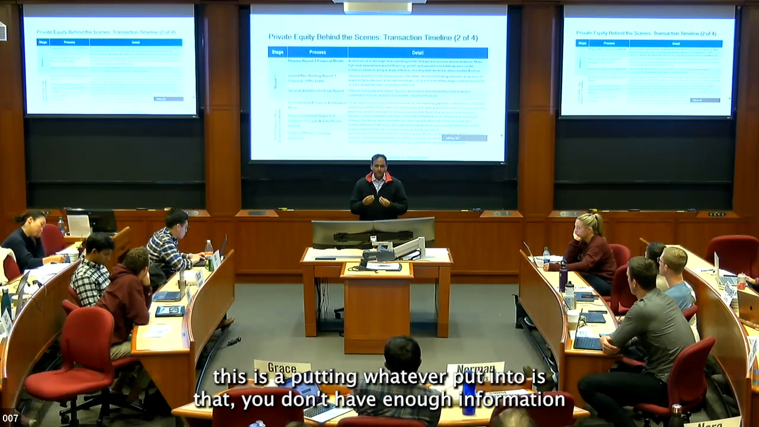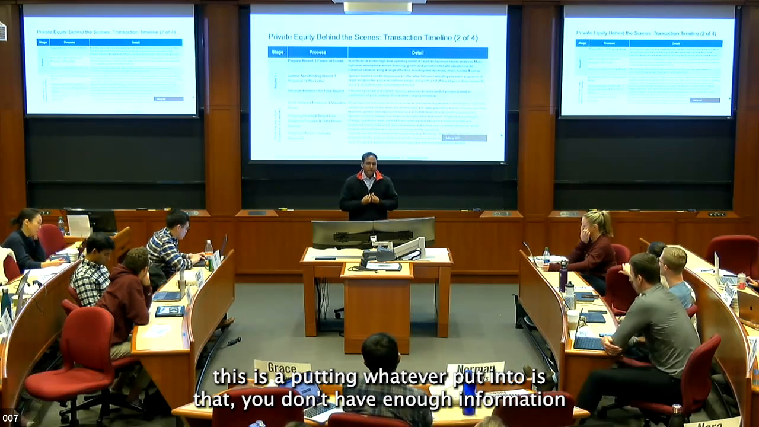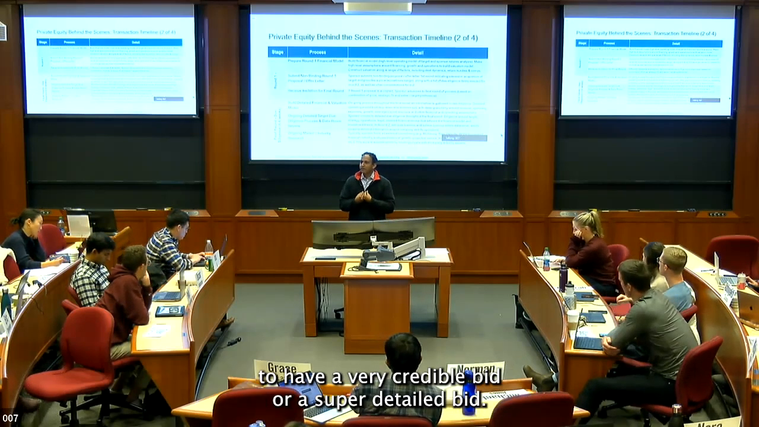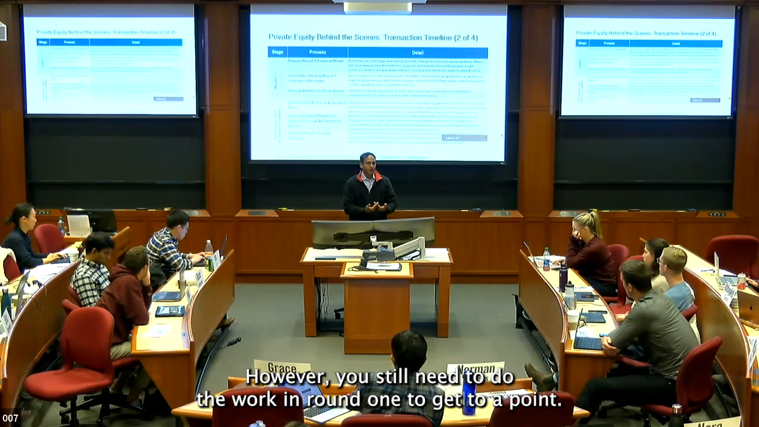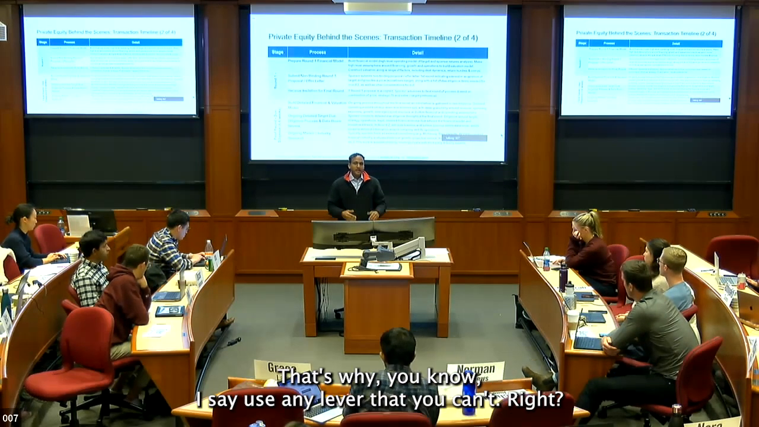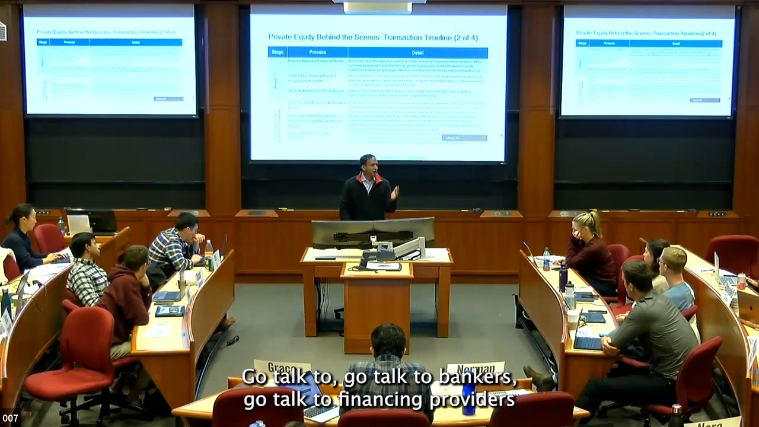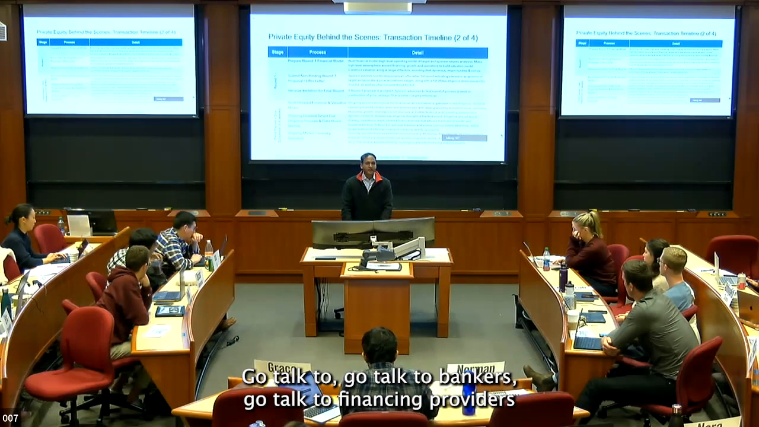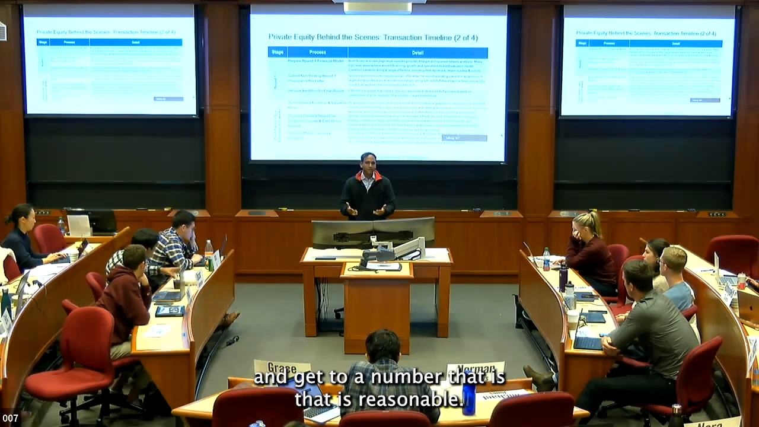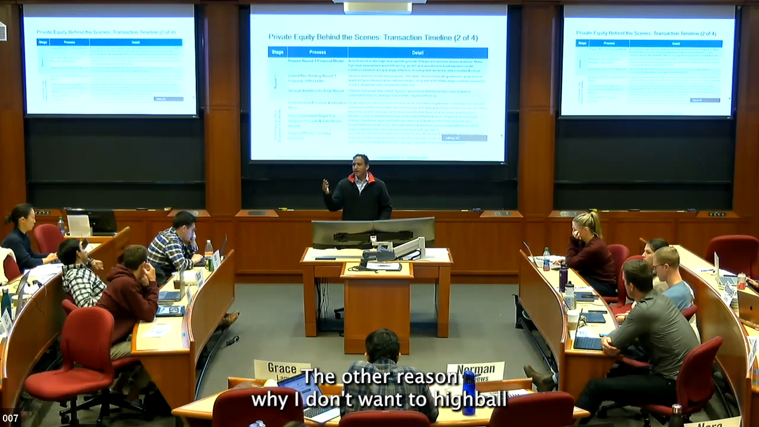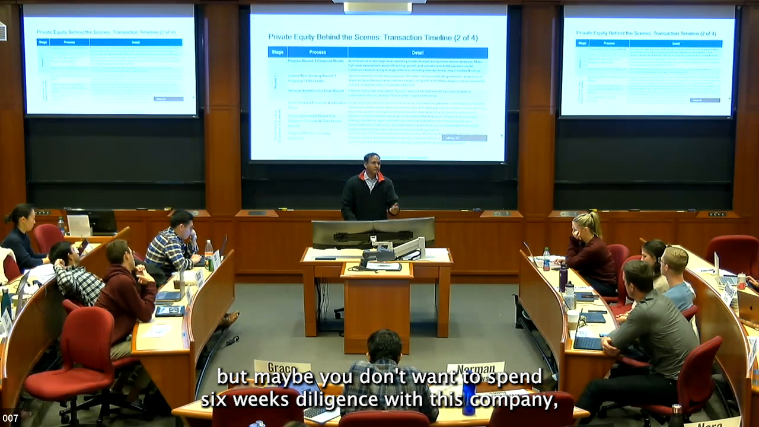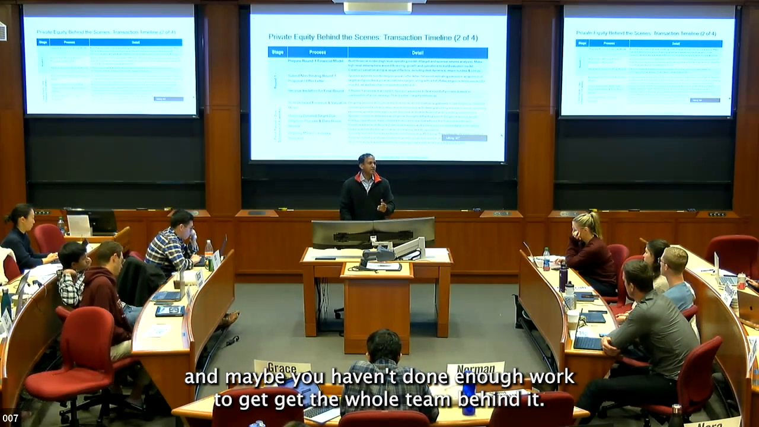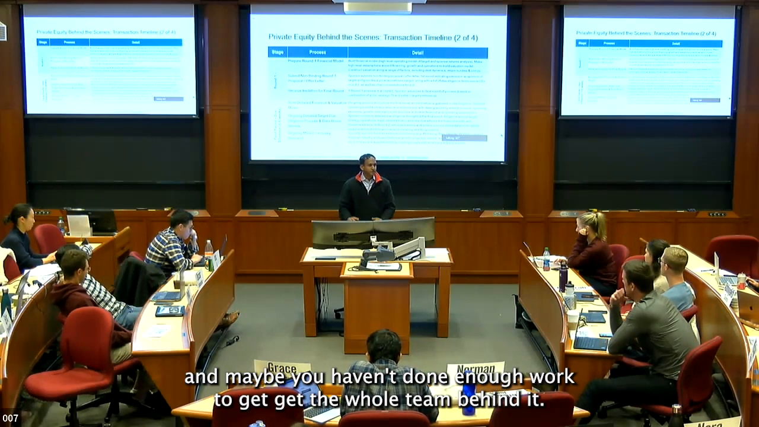This is a put and take: you don't have enough information to have a very credible bid or a super detailed bid. However, you still need to do the work in round 1 to get to a point. That's why I say use any lever that you can, right? Go talk to bankers, go talk to financing providers and get to a number that is reasonable. The other reason why you don't want to highball something, look, you're going to get in the next round, but maybe you don't want to spend 6 weeks of diligence in this company, and maybe you haven't done enough work to get the whole team behind it, right?